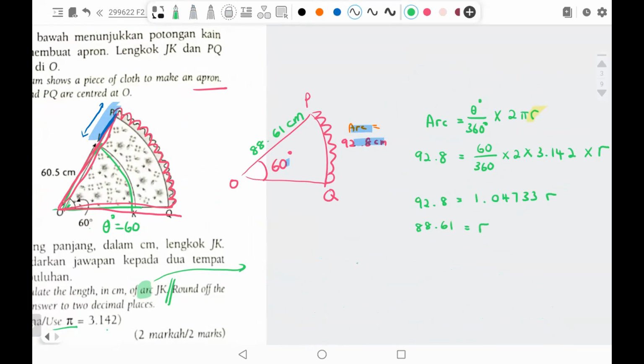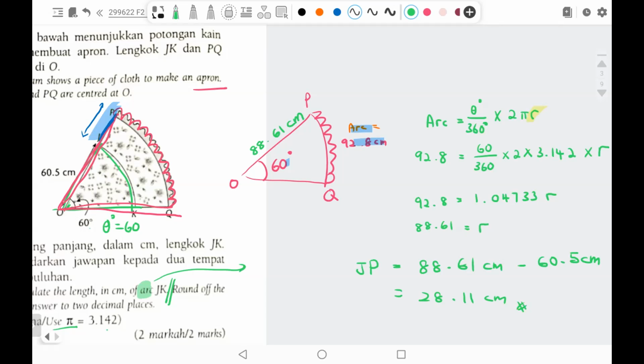So one last step. JP, you can write this: J to P means the length. The length of J to P is 88.61 minus 60.5. Then you get the answer. We said to leave the answer to 2 decimal places, right? 88.61 minus 60.5, so we get 28.11 centimeter. Done.